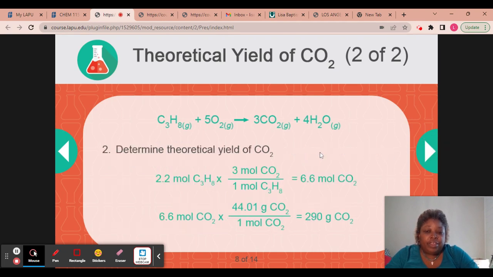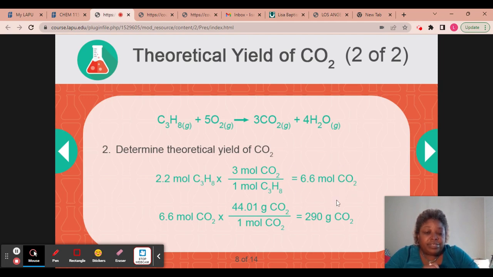When you're determining the theoretical yield, you are going to use the limiting reactant to determine it, since that limits how much product we can produce. So 2.2 moles of C3H8 times 3 moles of CO2 over 1 mole of C3H8, because we're looking at the theoretical yield of CO2 and we're not looking at H2O. We get 6.6 moles of CO2.